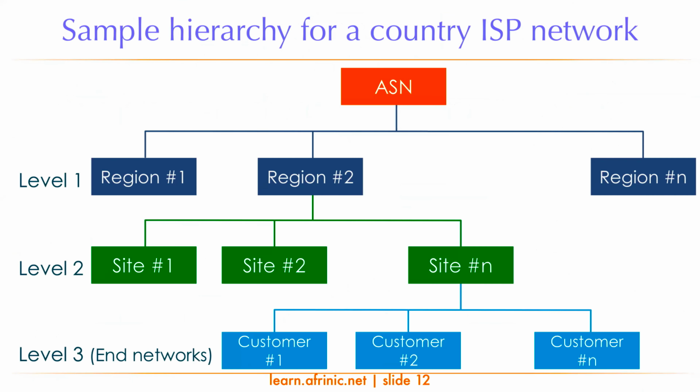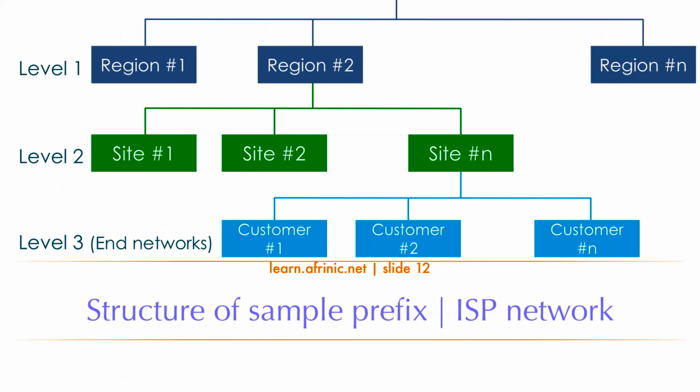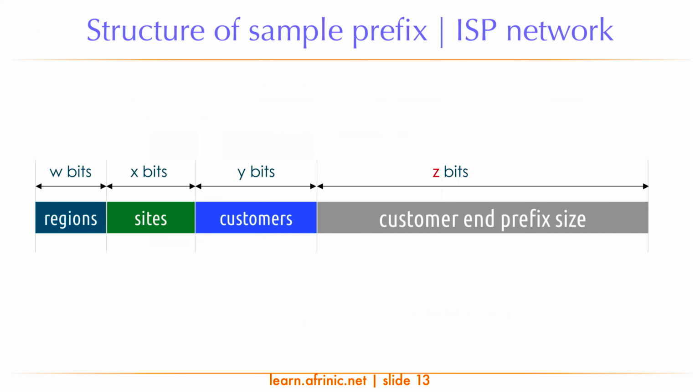So let's look at some sample hierarchies as we build up to the first point, determining the number of bits by using your hierarchy. So in this scenario, we have an ISP, which has presence in various regions. And then in each region, for the largest region, we have a number of sites. And then the largest site has a number of customers. A site in this case can be your points of presence. So this is how a sample prefix will look like.